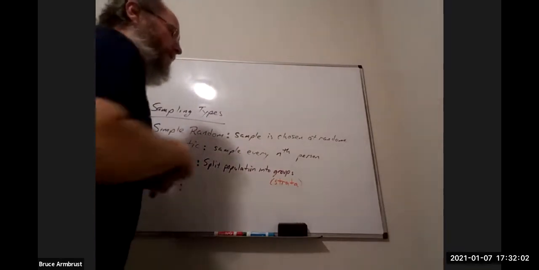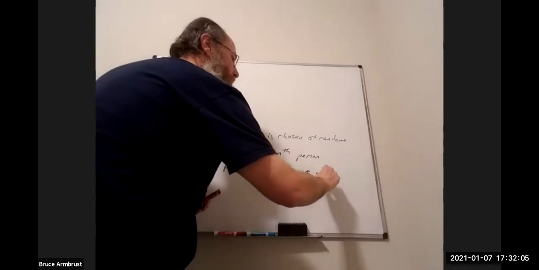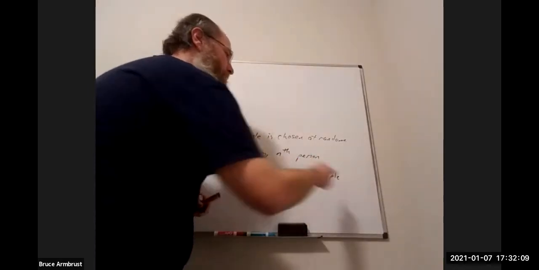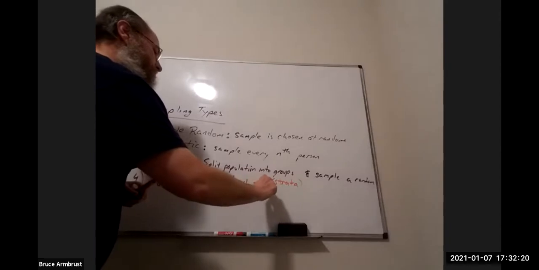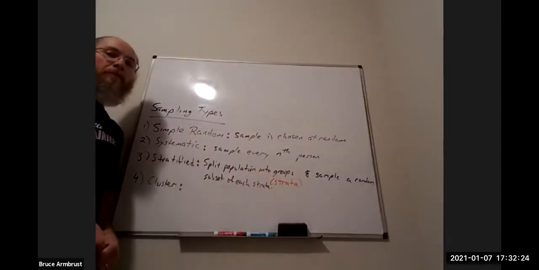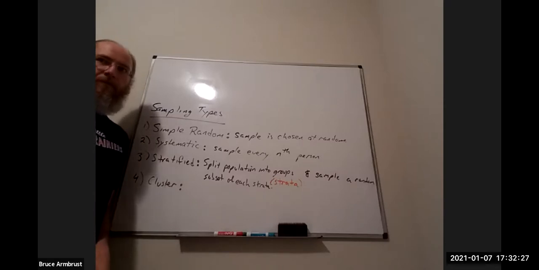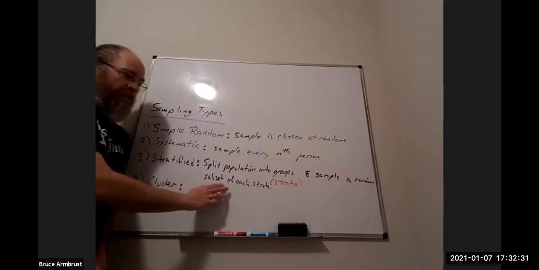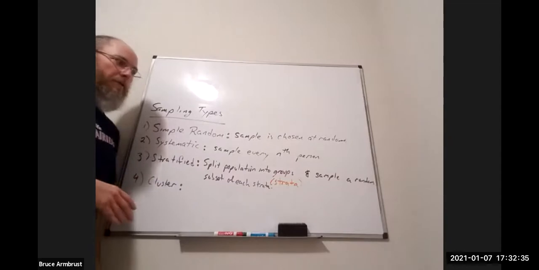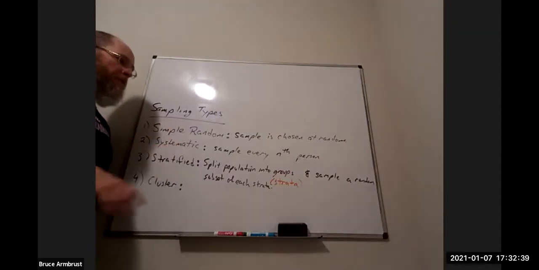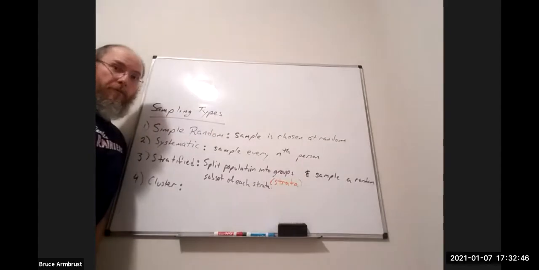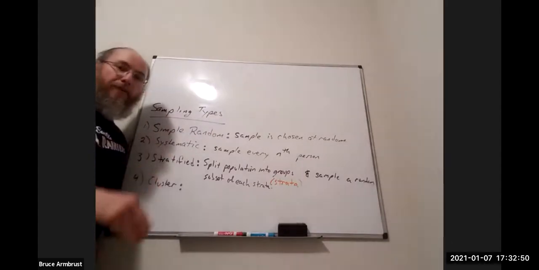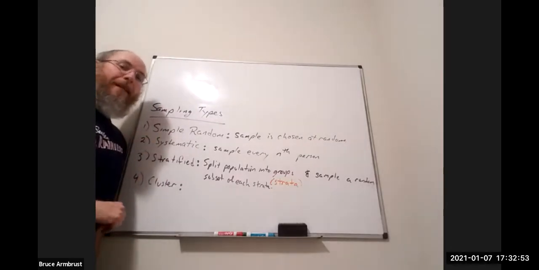And what we do is we sample a random subset of each strata. Okay, so let me give you an example of how this would play out. We're interested, our population is students at Lake Tahoe Community College who are taking a math class. So any student at the college who takes a math class, that's our population.